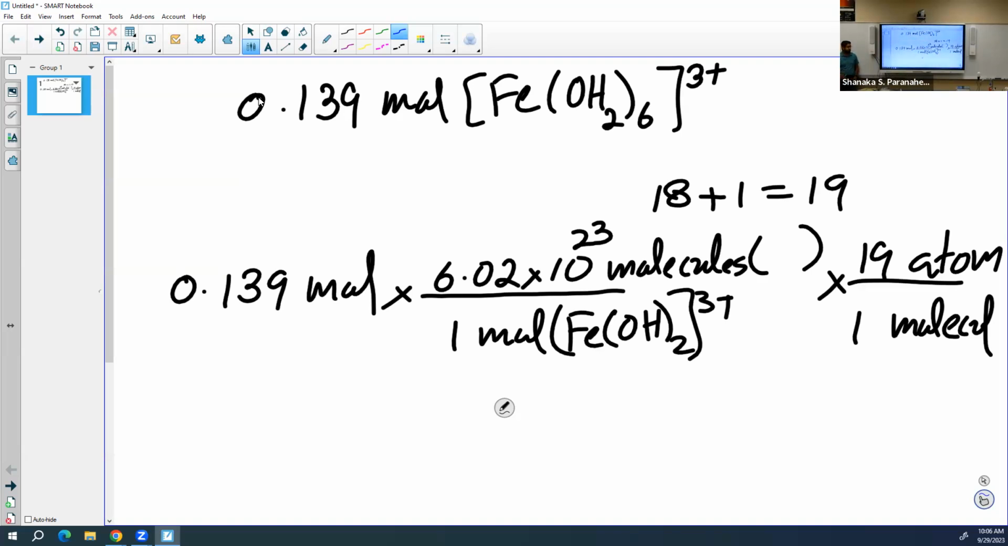So we did several examples. We're going from like how many oxygen atoms, how many hydrogen atoms. So you can do it separately. Like you can calculate all the hydrogen atoms, all the oxygen atoms, all the iron atoms, and then add everything. The same thing. So where does the 3 positive come in? 3 positive doesn't do anything in this calculation.